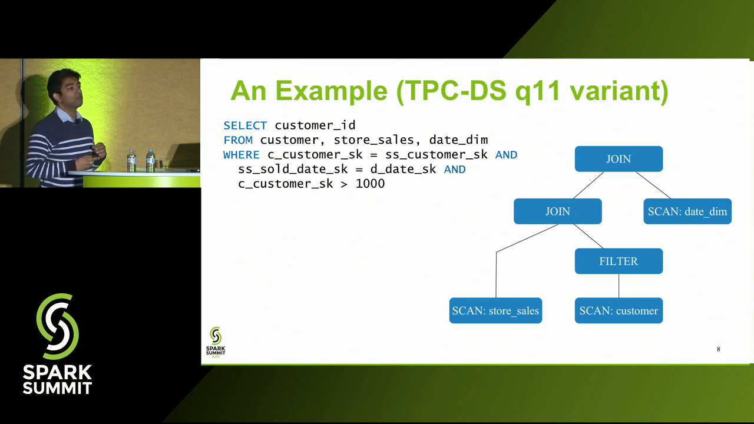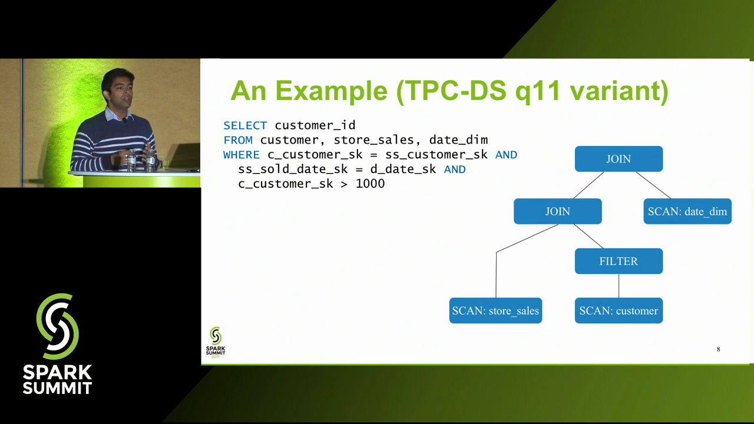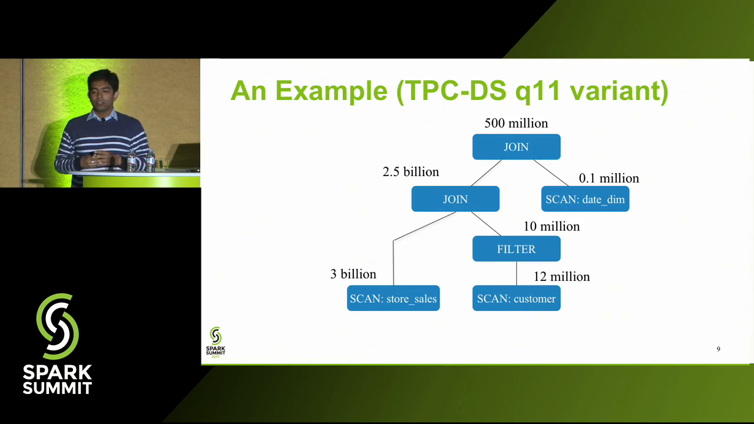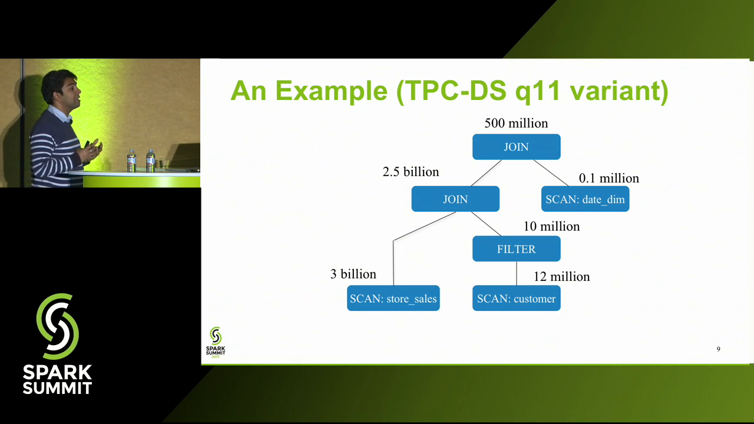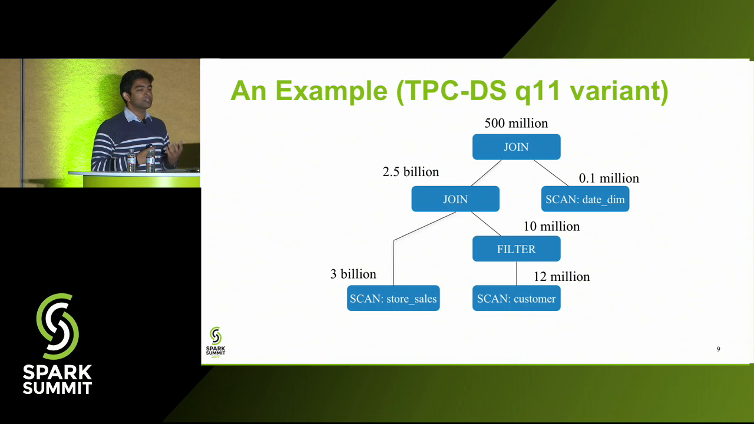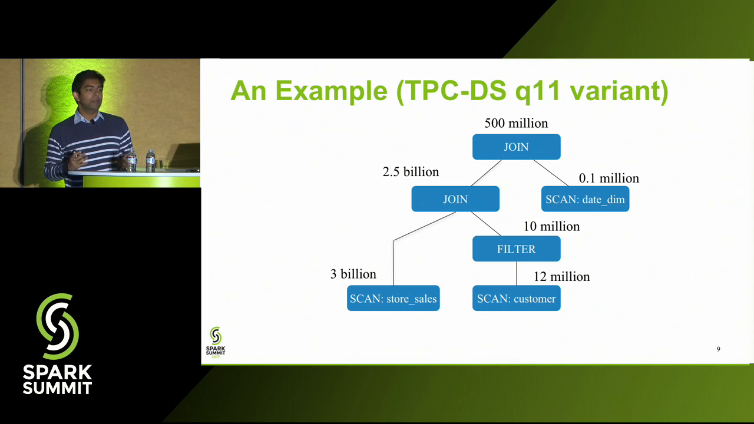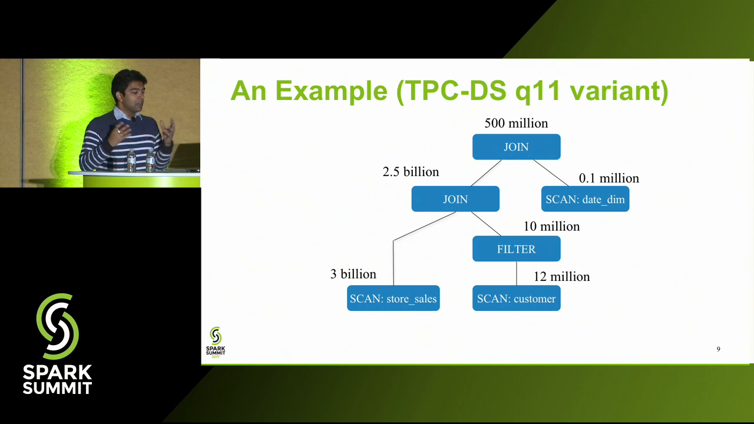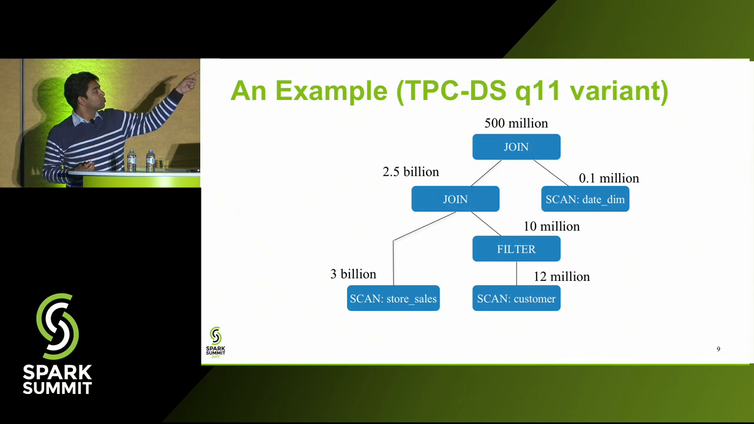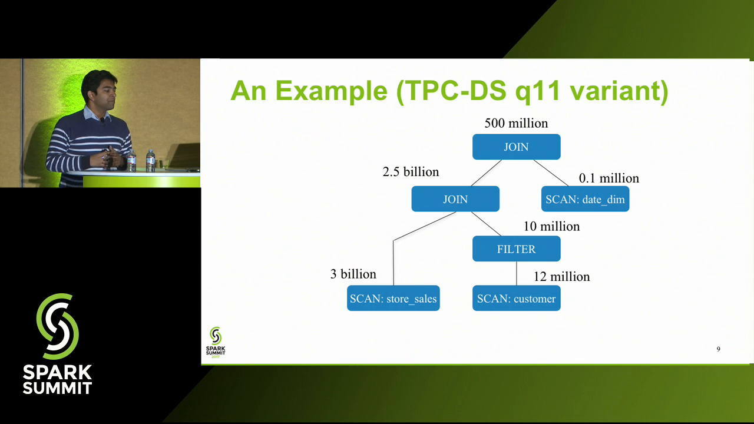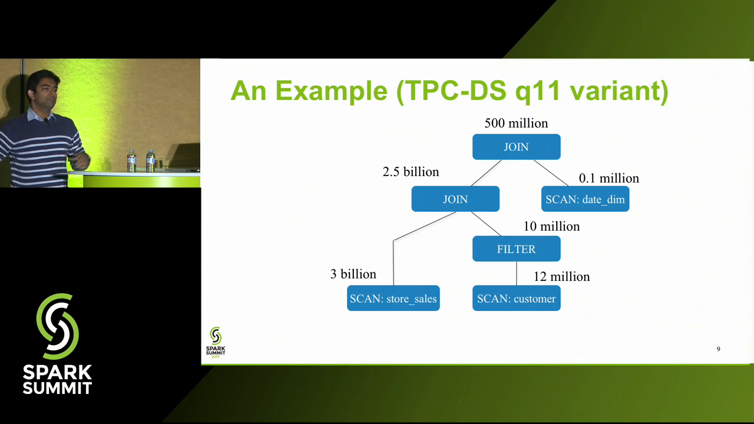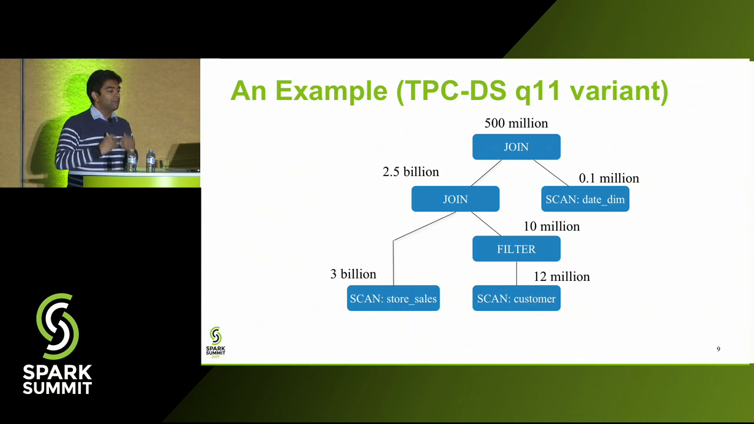Now let's see what would happen if I were to execute this query on, let's say, 1 terabyte of data. In this case, we used the TPC-DS benchmark. The data was generated using the benchmark, and we used a scale factor of 1,000. We see that the store sales table is a very, very big table. It has around 3 billion rows. The customer table is kind of a mid-sized table, with 12 million rows. The output of the join for the store sales and the customer table was around 2.5 billion rows, so not a very selective join. Then we join it with the date dim table, which is again a very, very small table, and we produce 500 million rows as output.